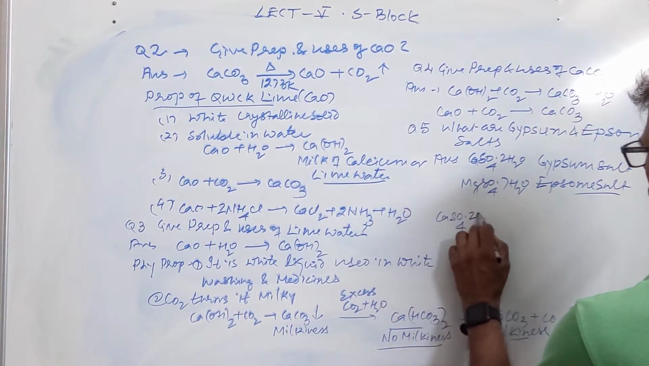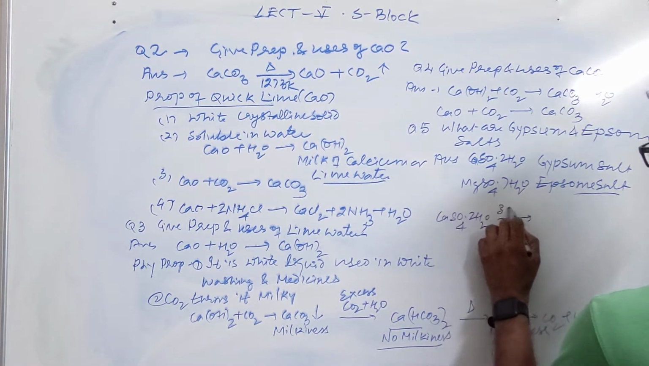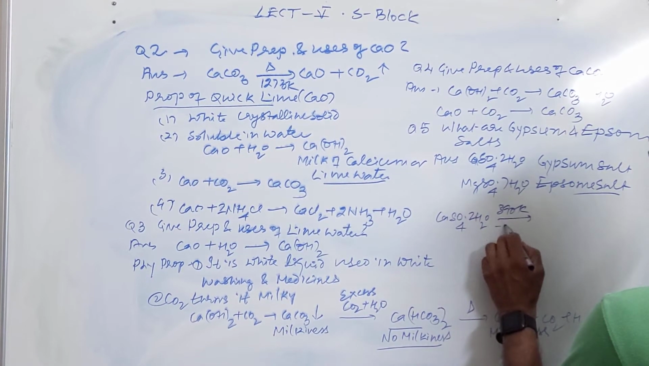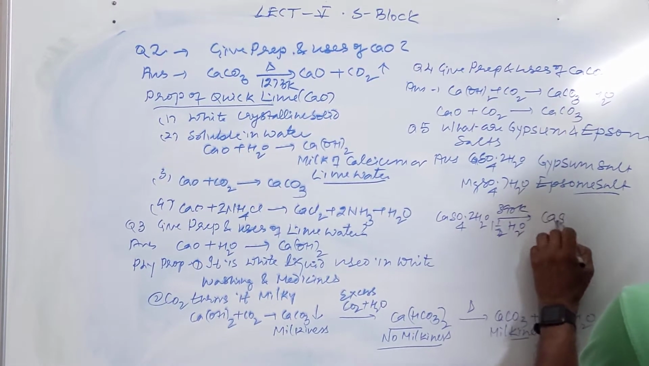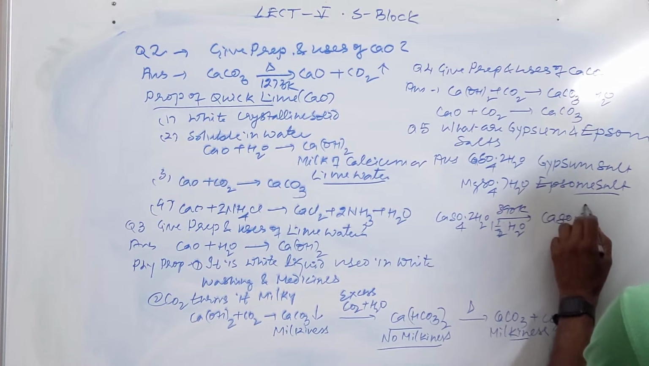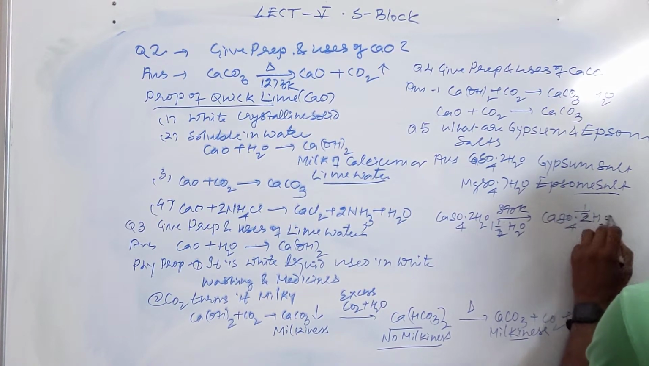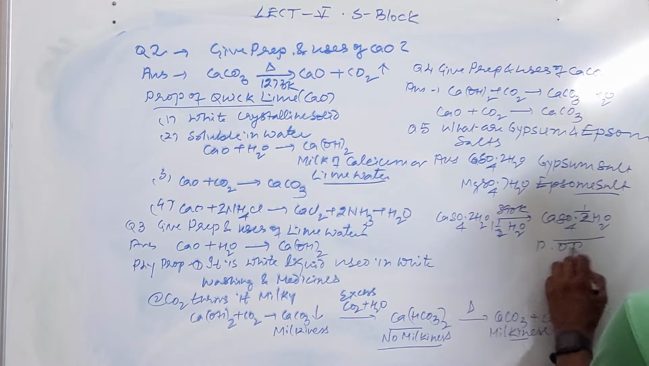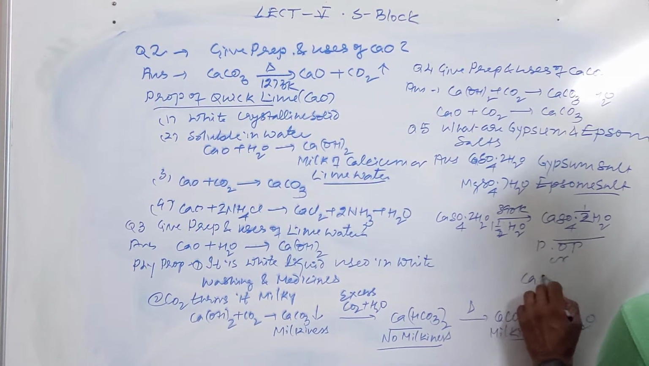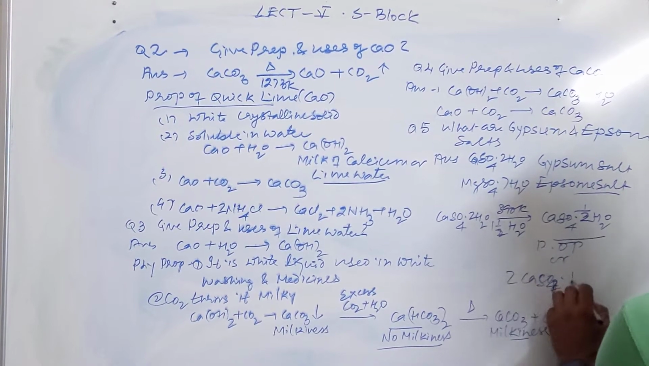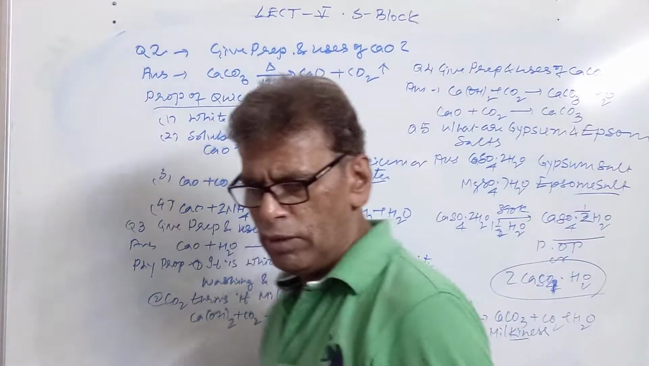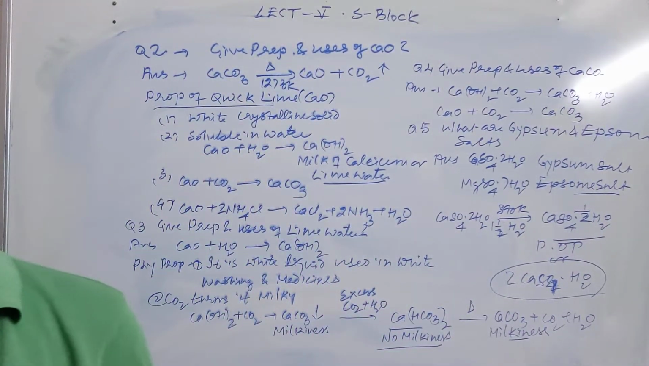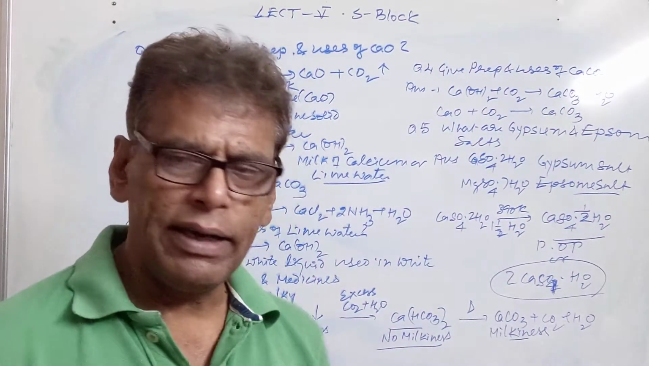CaSO4·2H2O, when heated at 390 Kelvin, loses 1.5 water molecules and gives you CaSO4·1/2 H2O. This is plaster of Paris. It can also be written as (CaSO4)2·H2O. This is called gypsum. Then Epsom salt is used in agriculture.